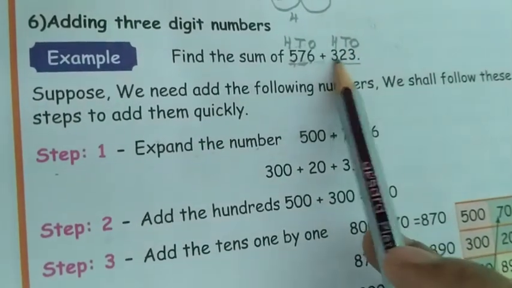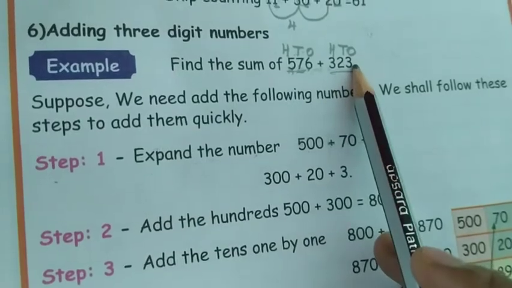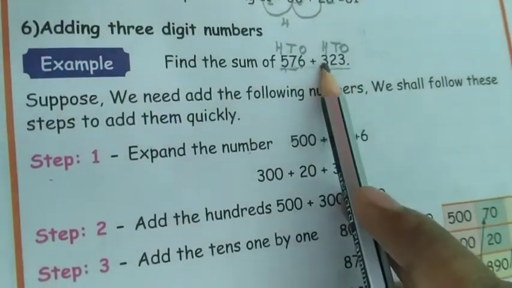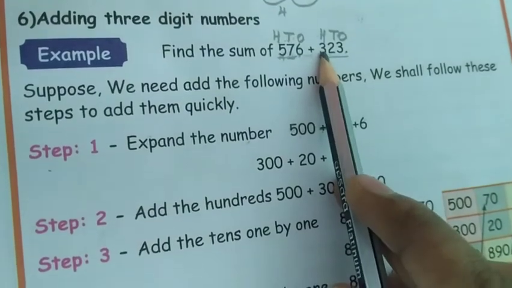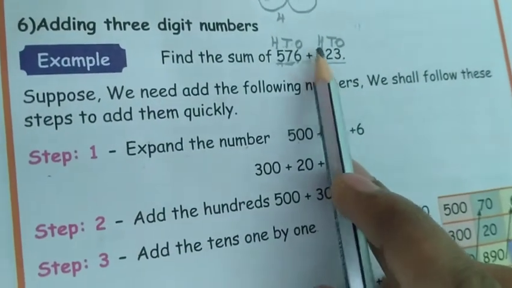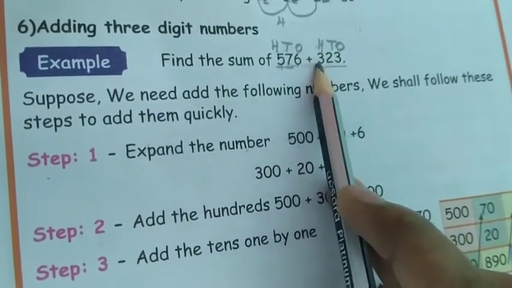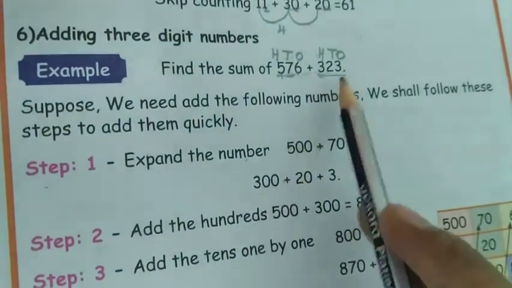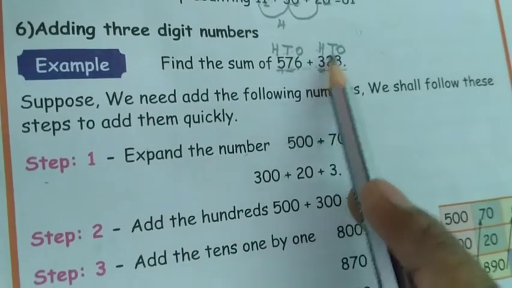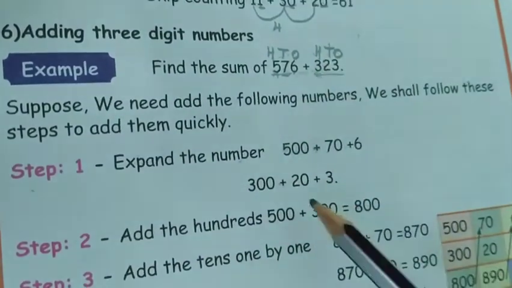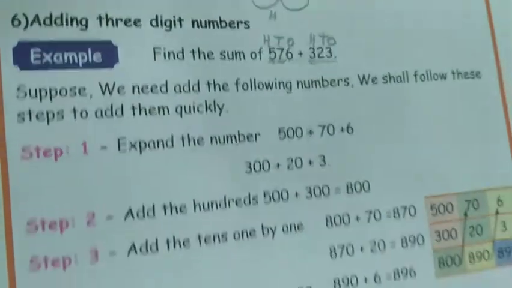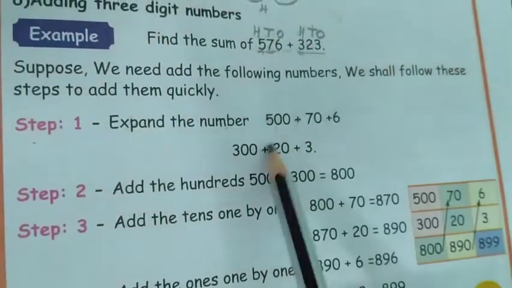Next, now we want to write 323. So put ones, tens, hundreds. Here in the hundreds place, what is the number? 3. So put 300 plus. Next, 2 tens means 20. So put 20 plus. The last number is 3, so put the number 3. This is the exponent form for 323.